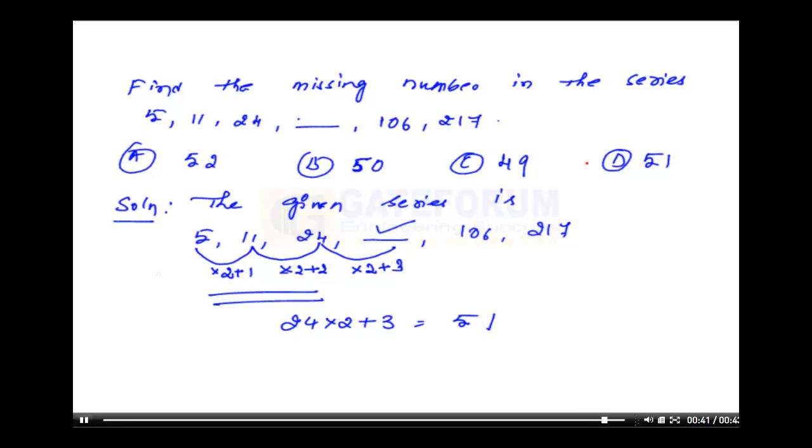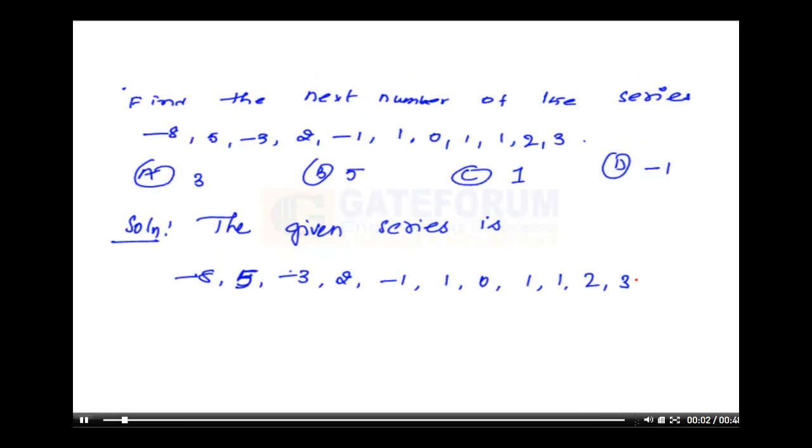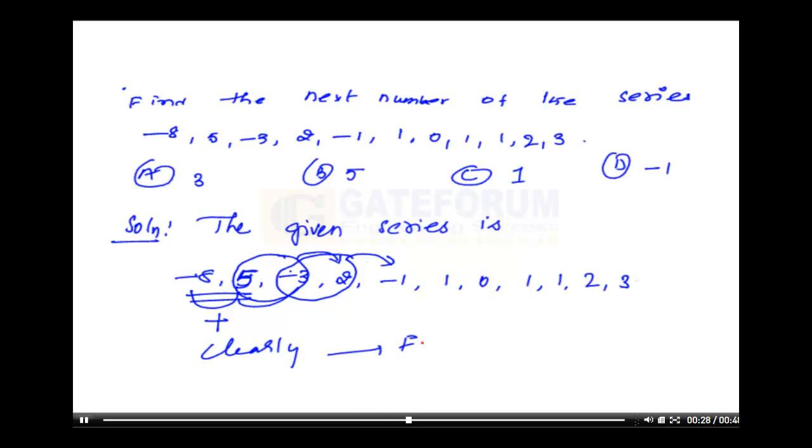That is option D. Next: minus 8, 5, minus 3, 2, minus 1 and so on. Now, we have to find the next number of the series. Just look into the first two terms. If I add minus 8 and 5, the result is minus 3. Similarly, if I add 5 and minus 3, the result is 2. Similarly, if I add minus 3 and 2, it is minus 1.